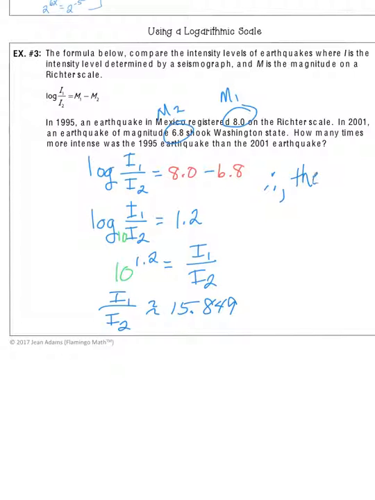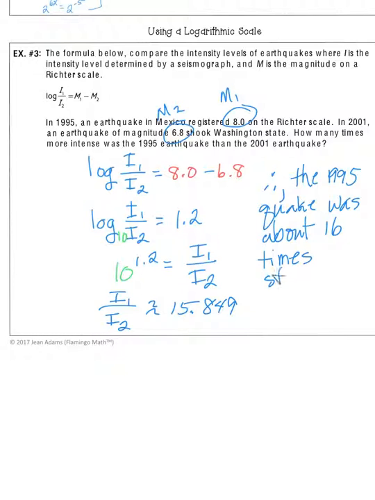So therefore, the 1995 quake was about, because we estimated it, about 16, because I'm going to round it up to an integer, 16 times stronger than the 2001 quake.